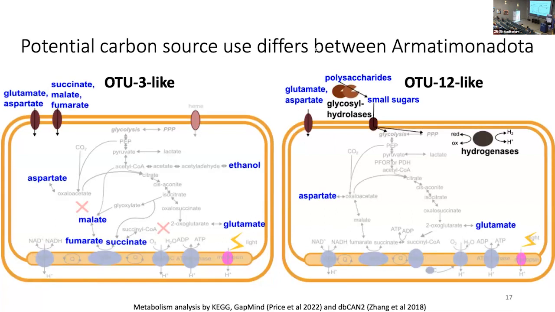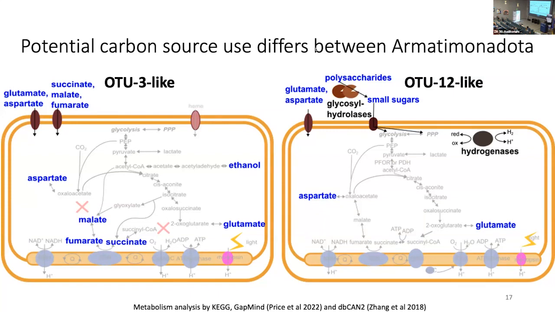And then we used some of the tools, Gapmind, to help predict some of the carbon sources it might use. So OTU3-like seems to prefer amino acids and also maybe TCA intermediates, small fatty acids. In contrast, our OTU12-like strain, we think is going to be using polysaccharides and small sugars. In addition, it also does have hydrogenases present.